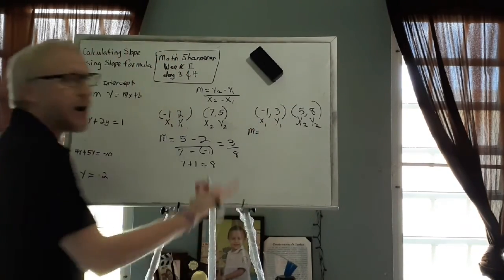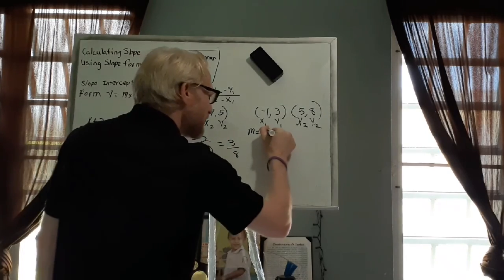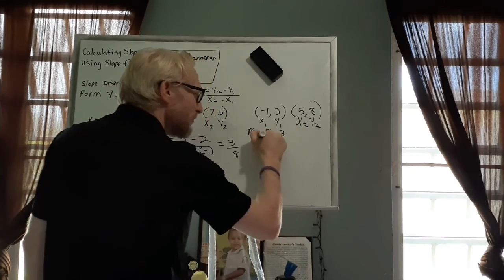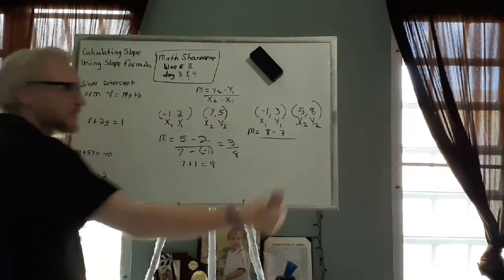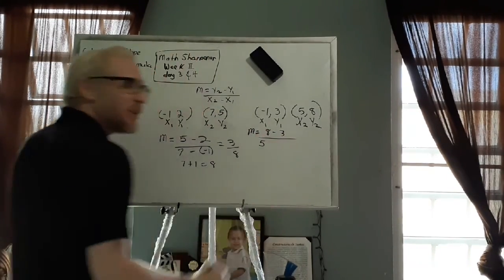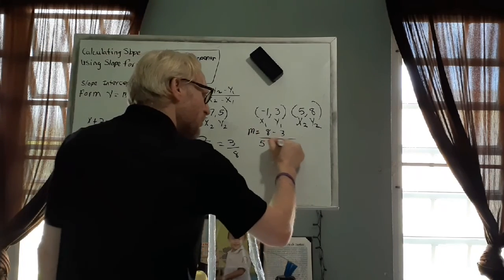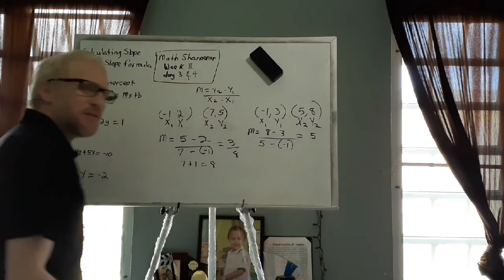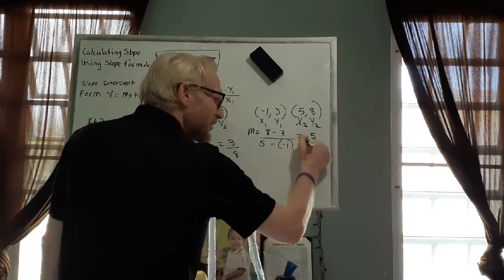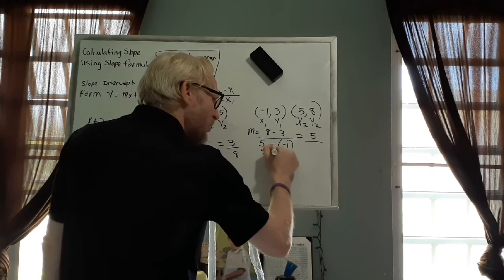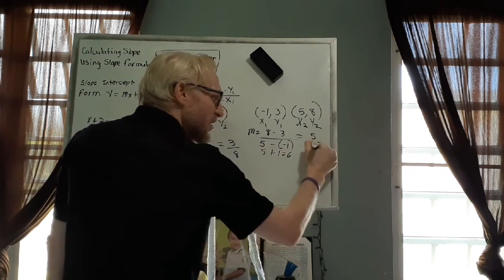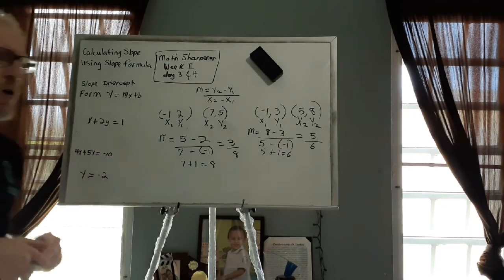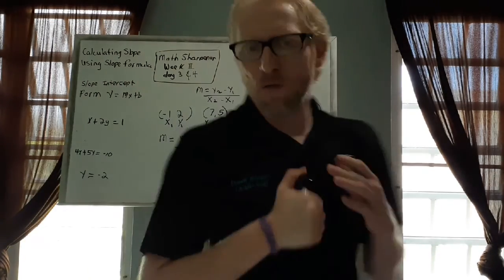m equals our y sub 2 in this case is 8. Our y sub 1 in this case is 3. Our x sub 2 in this case is 5. And our x sub 1 in this case is negative 1. So minus negative 1. And 8 minus 3 is 5. And 5 minus negative 1 is actually, I add that, and that would be 6. And 5 over 6.